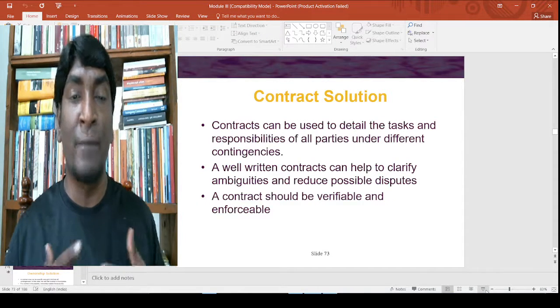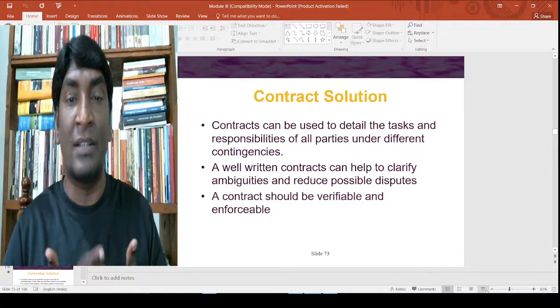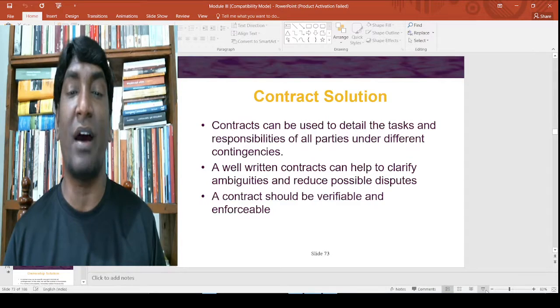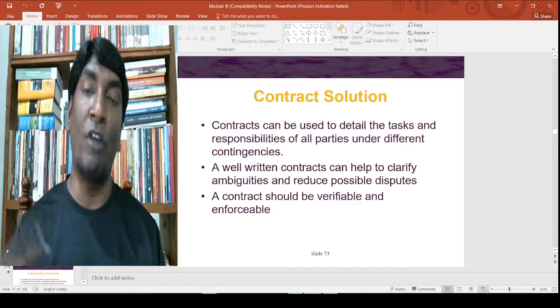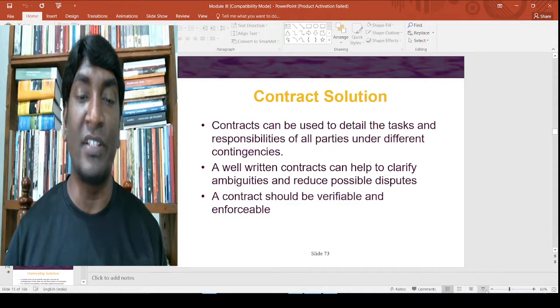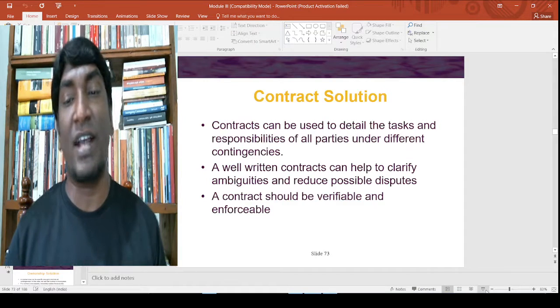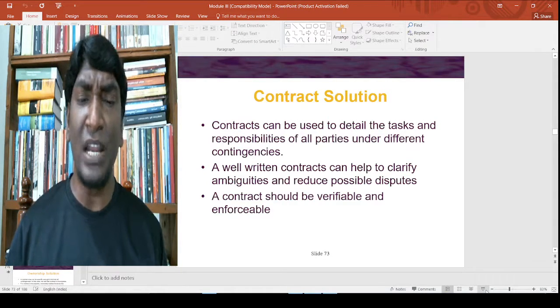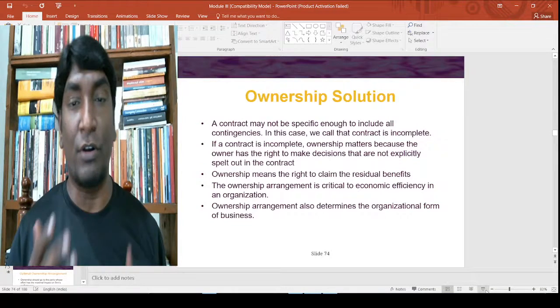So contract solution is another mechanism in which you can resolve this issue. That is, a contract can be used to detail the tasks and responsibilities of all parties under different contingencies. A well-written contract can help to clarify ambiguities and reduce possible disputes. A contract should be verifiable and enforceable in that particular context.